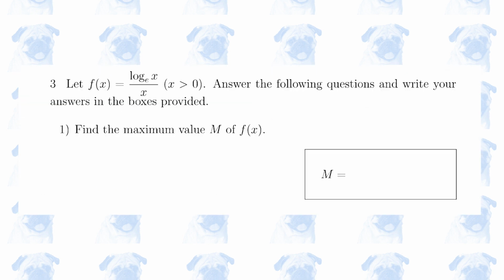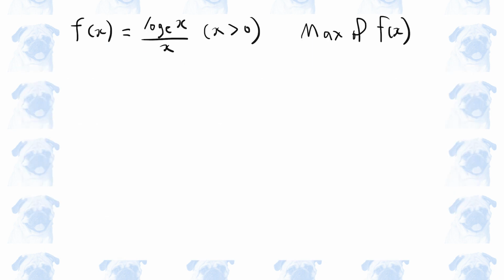Section 3, number 1. We need to find the maximum of f of x. In order to do so, we need to differentiate f of x. Let's use the quotient rule because f of x is a fraction. So remember the quotient rule.